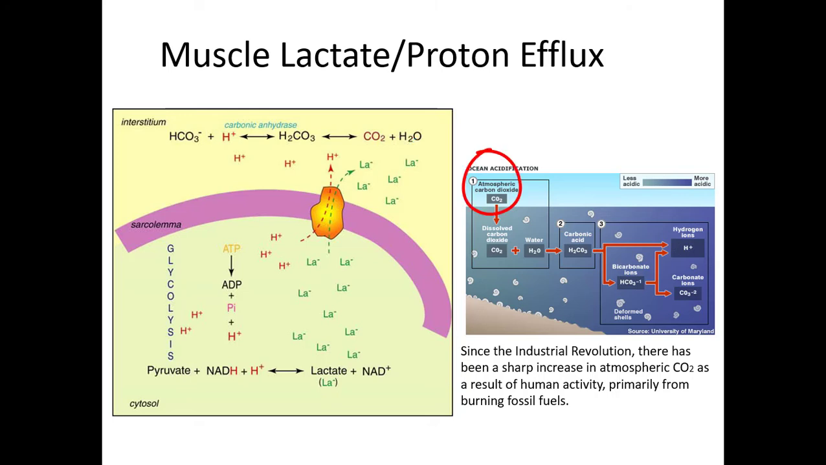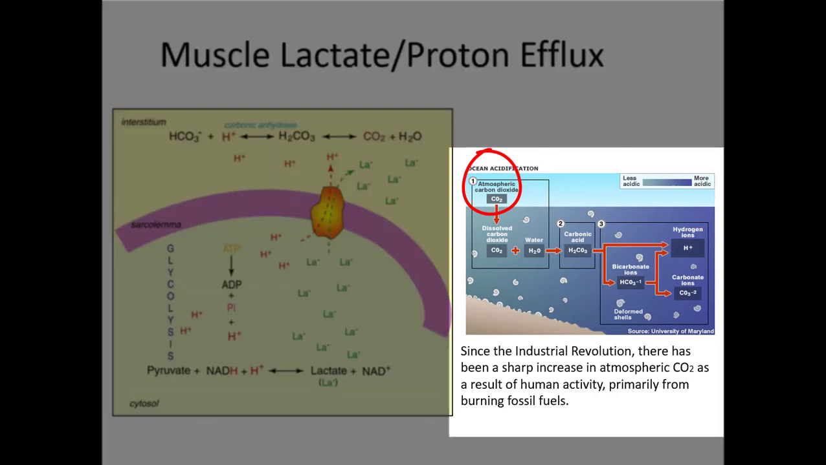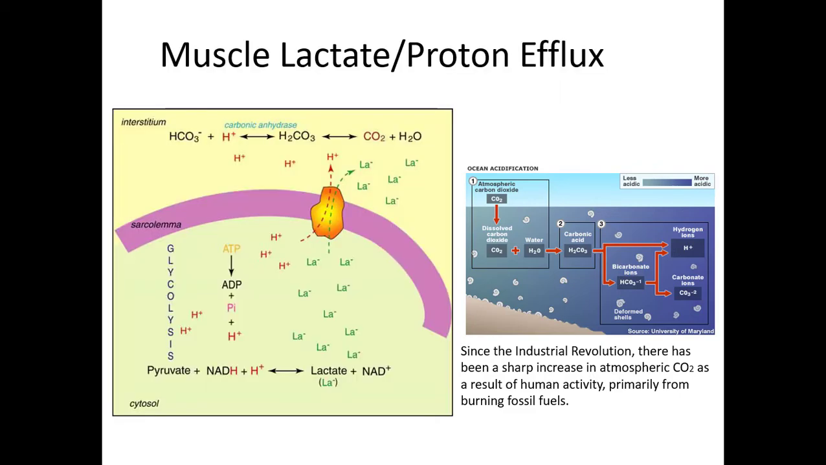But this CO2 will be dissolved in the ocean and, with water, become carbonic acid again. Wow. And it becomes further bicarbonate ion and hydrogen ion, and this hydrogen ion can contribute to ocean acidification. Wow. Since the Industrial Revolution, there has been a sharp increase in atmospheric CO2 as a result of human activity, primarily from burning fossil fuel. See, human activity can increase the CO2 level. Does it make sense?